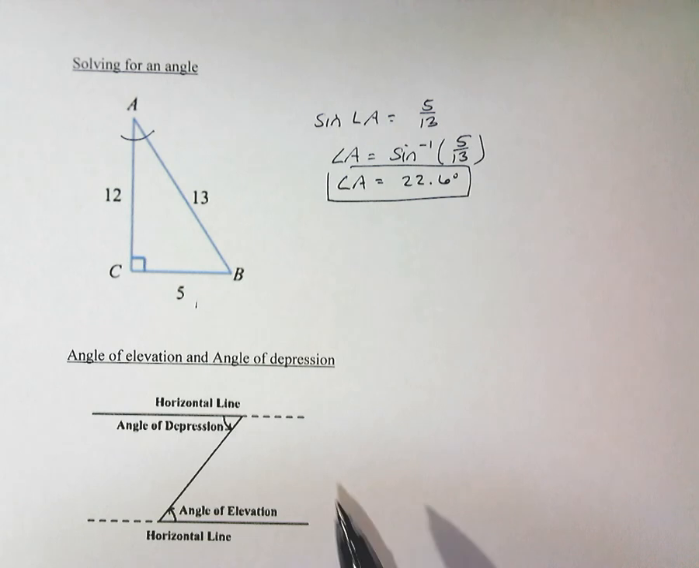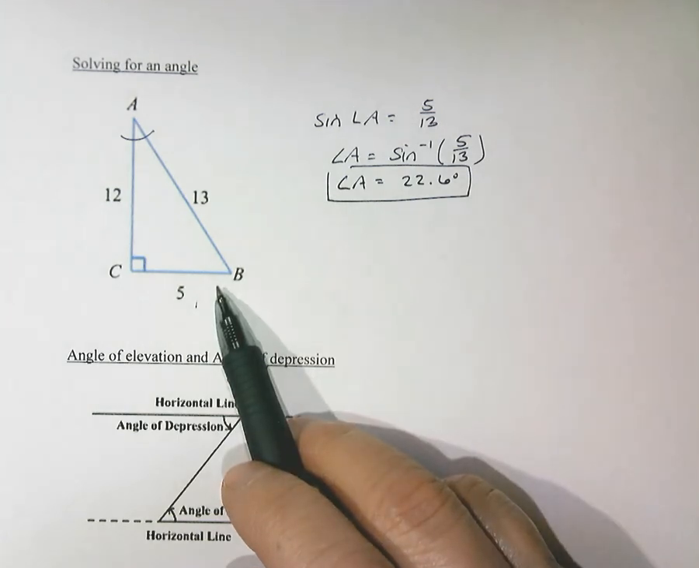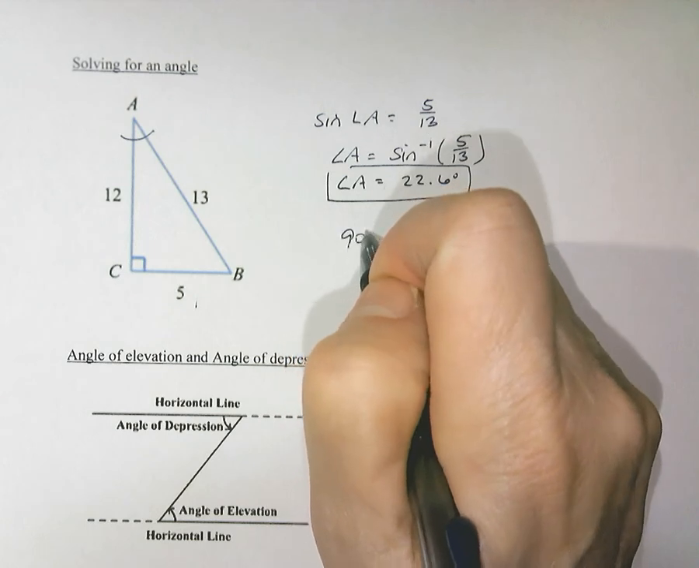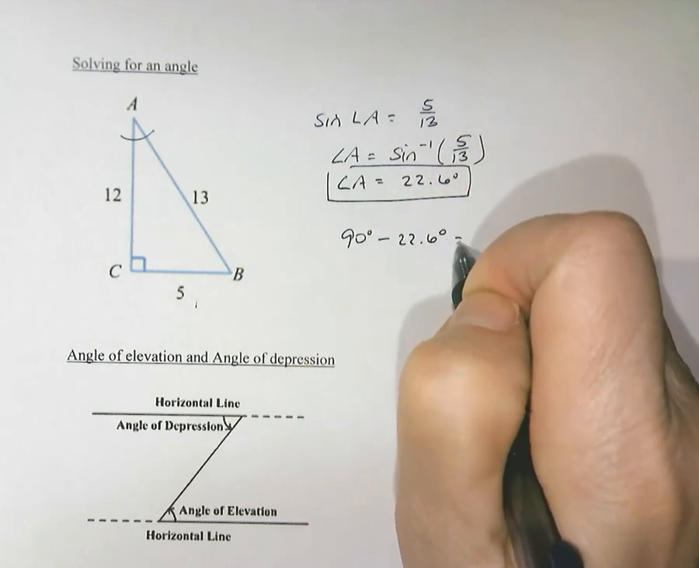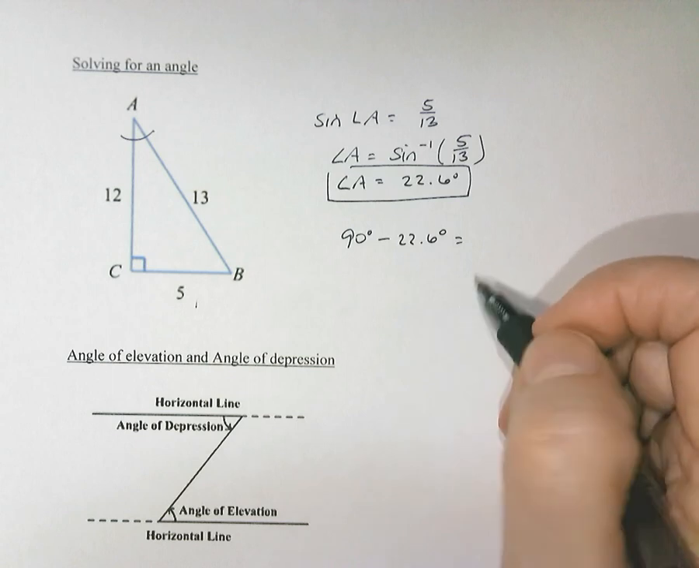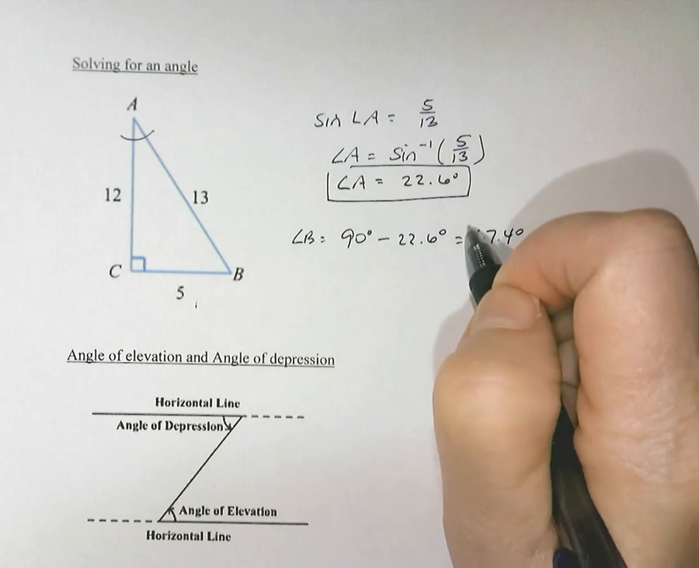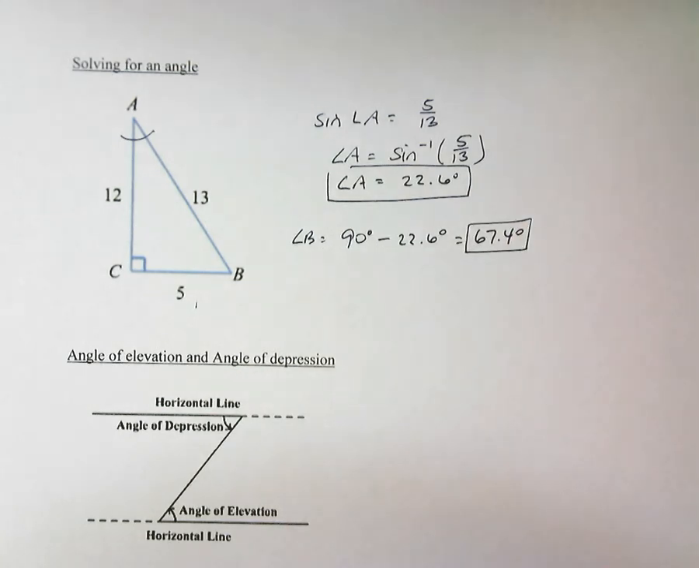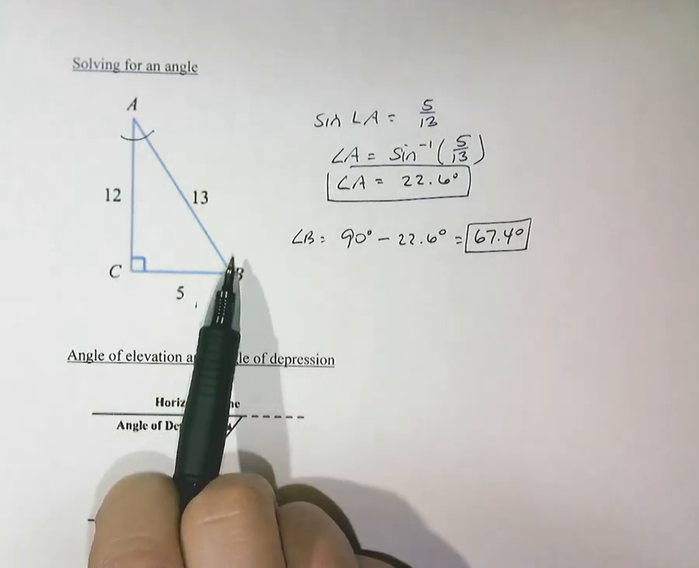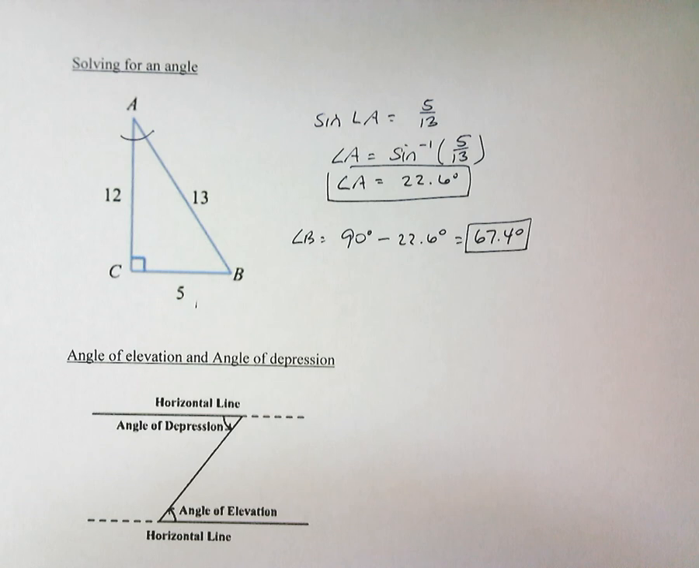And then if you remember, angle B has to be complementary. So we could just do 90 degrees minus 22.6 degrees. And I get 67.4 degrees. And that's one of the reasons you had to learn about complementary angles. I could have done it using trig as well. And it doesn't matter. Whichever way you want to do it is fine. But a triangle has to add up to 180 degrees. If this is already 90 degrees, then I know angle A and angle B are going to be complementary.